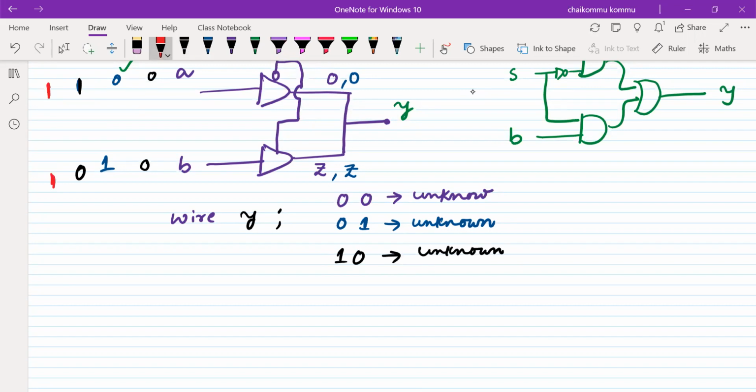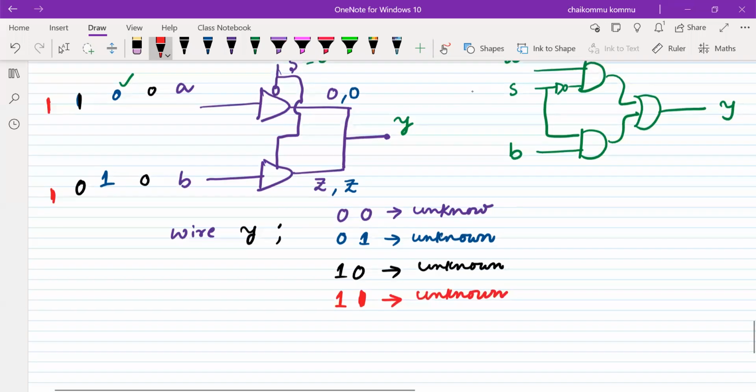What about 1, 1? As long as S is equal to 0, for 1, 1 what is happening here? It is 1, it is also 1. So what is the value of this one? It is also unknown. Why? Because this all belongs to S is equal to 0. But don't forget about this one.